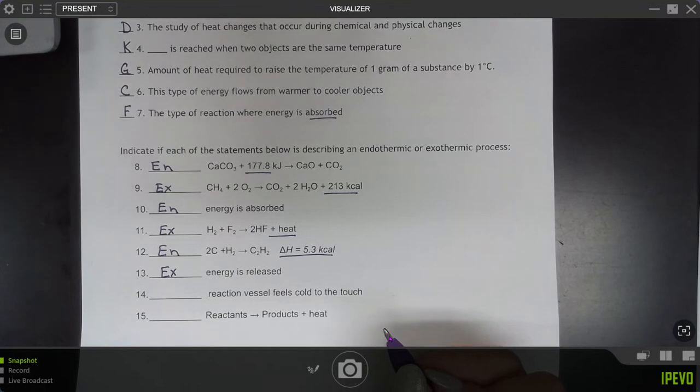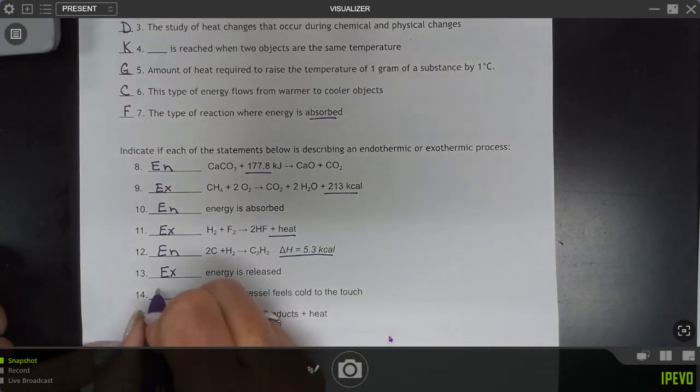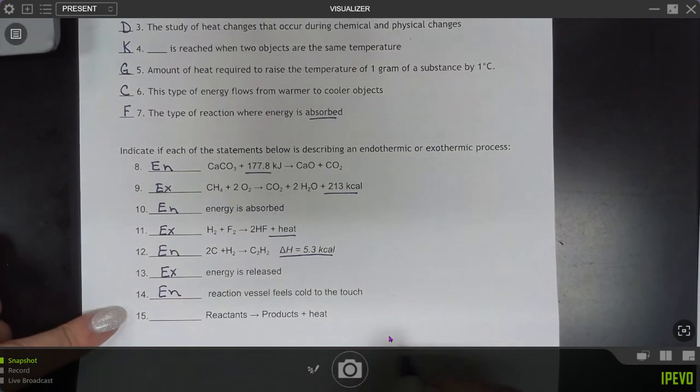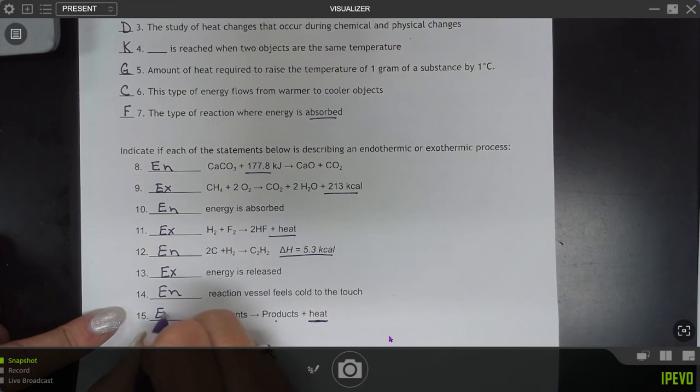Reaction vessel feels cold to the touch. So in other words, when you touch it, the heat is flowing from your fingers into the test tube or the beaker. So this is going to be endo. And then reactants equal products plus heat. So heat is on the product side. That's going to be exo.